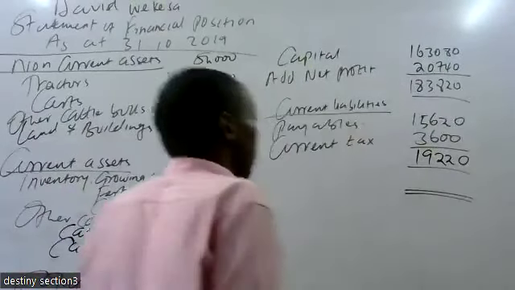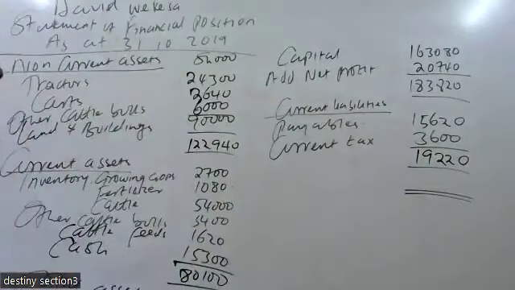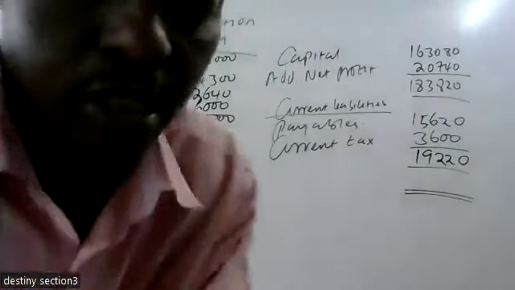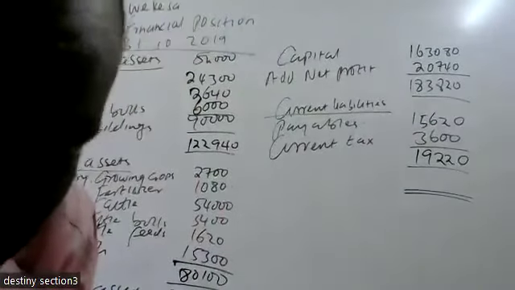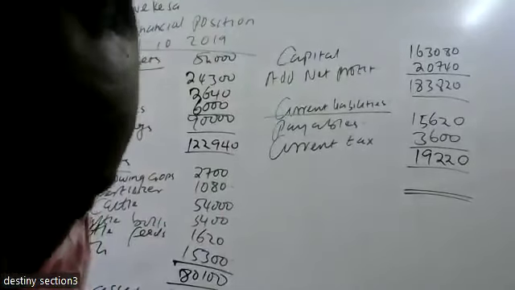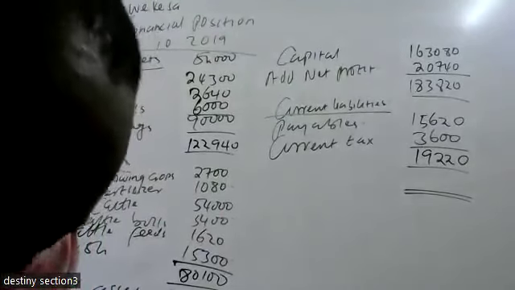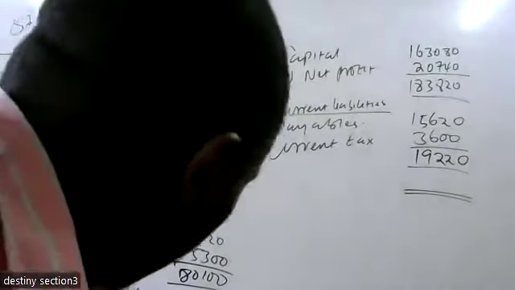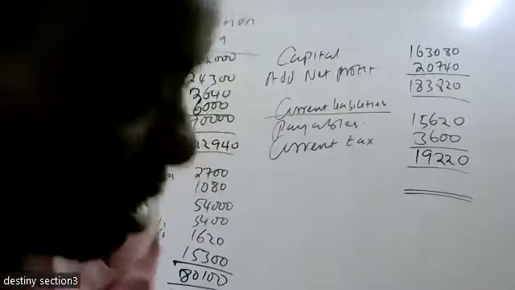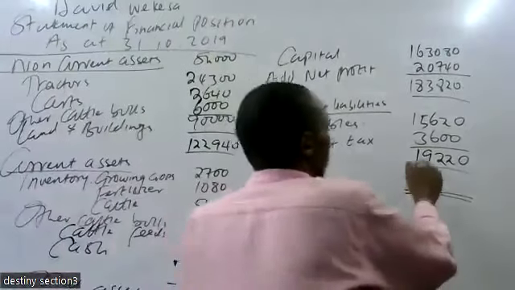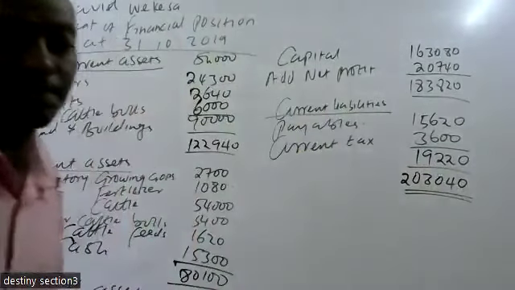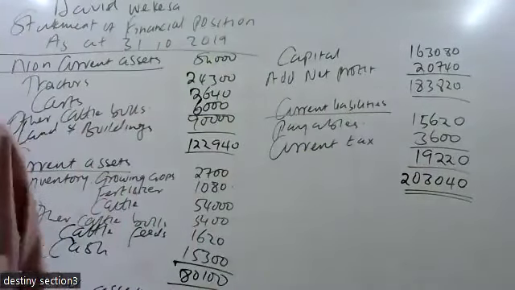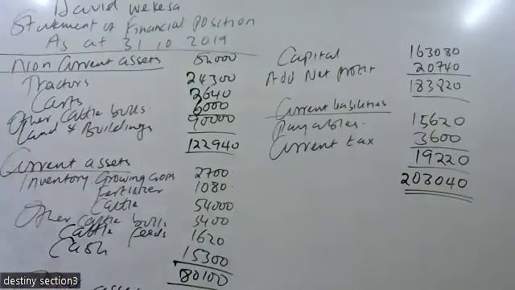Totals of the totals, both the capital and the liabilities. $203,014. Good. It's right. 203,014. That's it. It is perfect. 203,014.